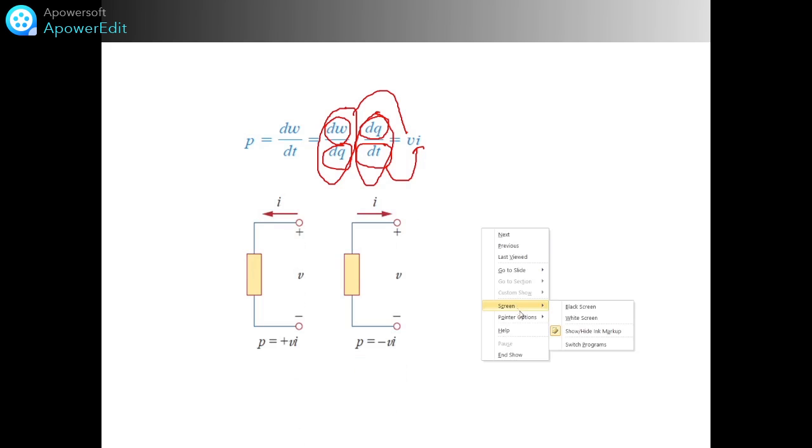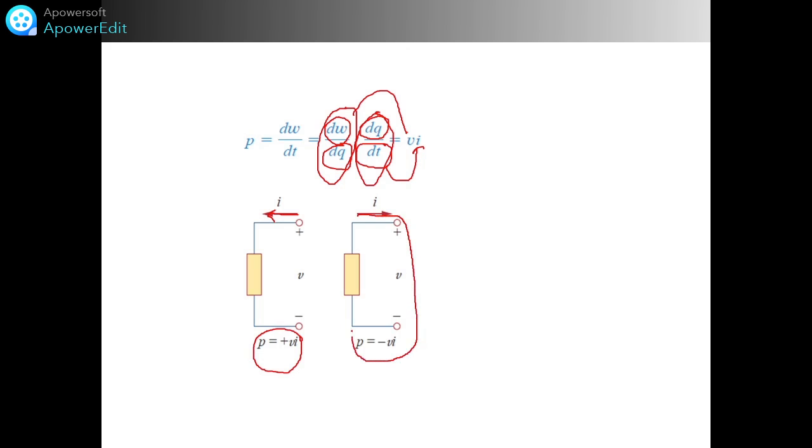See the difference between absorbing power and delivering power. If the current is entering a circuit from the positive terminal and leaving from the negative terminal, that power is called positive power. If the current is leaving from the negative terminal and entering into the positive terminal, that is treated as negative power. Power is equal to minus V into I.